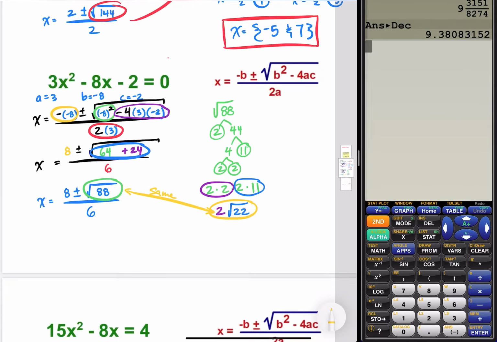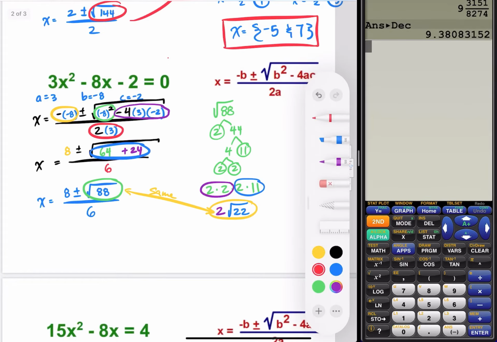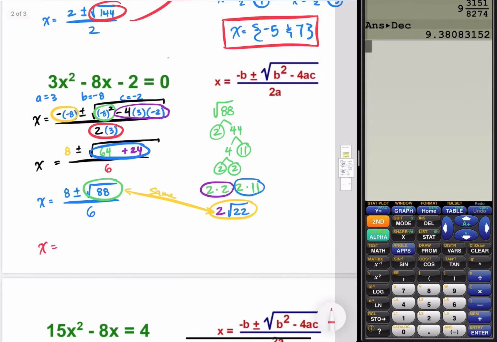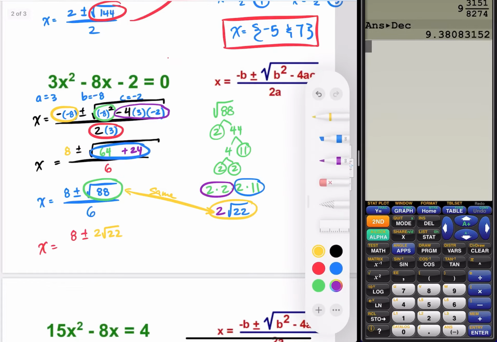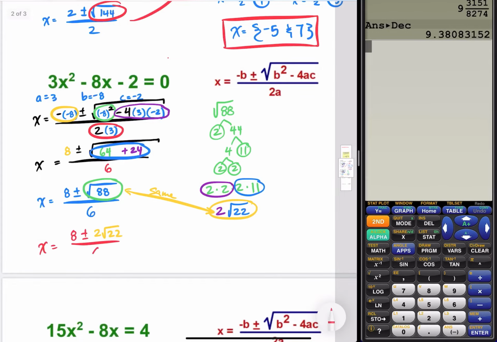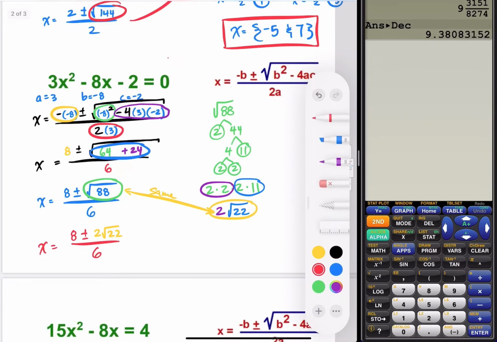So if I simplify this out a bit, I can now write out x is equal to 8 plus or minus, and again, the square root of 88 is now 2 root 22. That's the simplest form in terms of that radical. And all of this is still over 6. Now, a lot of us might think we're done here, but we're not quite done, because what we want to do is continue to simplify.